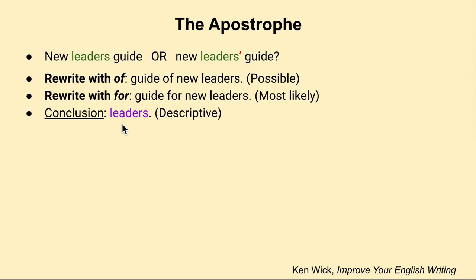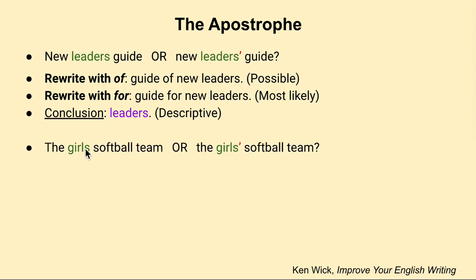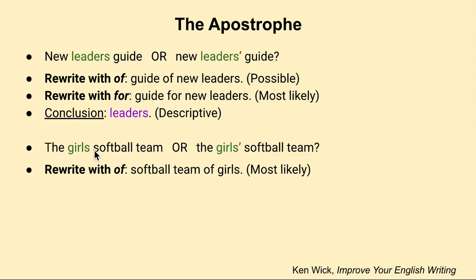My last and final example: is it the girls softball team without an apostrophe, or the girls' softball team with an apostrophe? Once again, I know this is out of context, since this phrase does not occur inside a sentence or paragraph, but we're going to do our best. Rewrite with "of": the softball team of girls. I'd say this is definitely likely, maybe most likely.